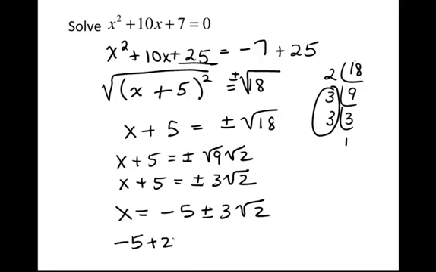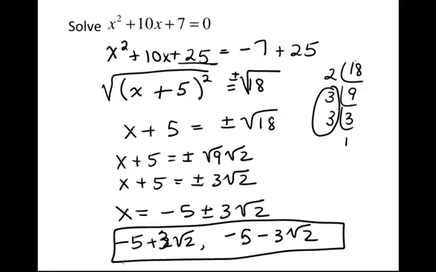Negative 5 plus 3 square root of... Oops, that's not a 3. Plus 3 square root of 2. And negative 5 minus 3 square root of 2. So those are our two solutions.